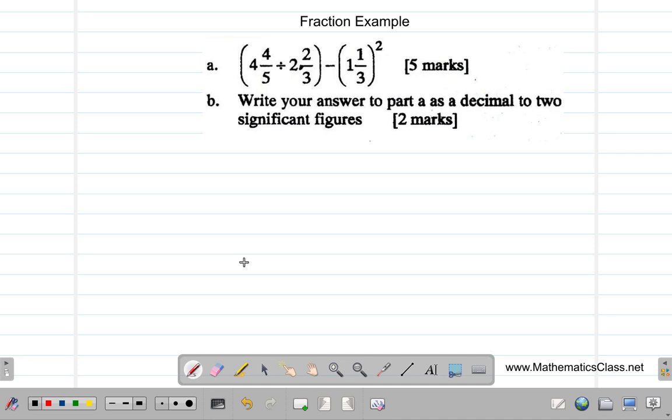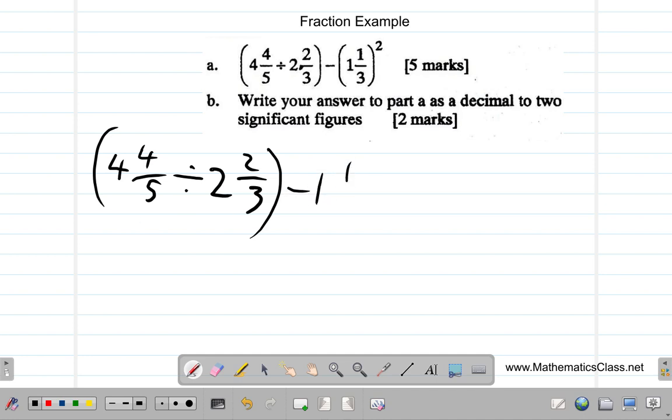You should simplify that and then write your answer to part A as a decimal to 2 significant figures. Alright? So here now you have 4 and 4/5 divided by 2 and 2/3 minus 1 and 1/3 all squared. These are mixed fractions, so you will convert them to improper fractions.